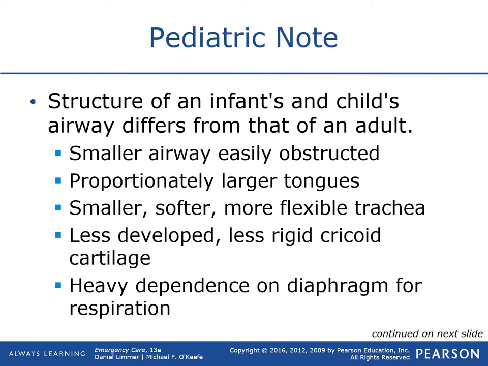Their tracheas are smaller and they're more flexible. They don't have the good cartilage developed yet. And they rely very heavily on their diaphragm for breathing in and out because they don't have good development of their intercostal muscles yet. If you think of a 4-year-old's chest versus a 28-year-old's chest, the 28-year-old will have a whole lot more muscles in their chest than the 4-year-old does. So the intercostal muscles will help an adult a whole lot more than they'll help a kid out.